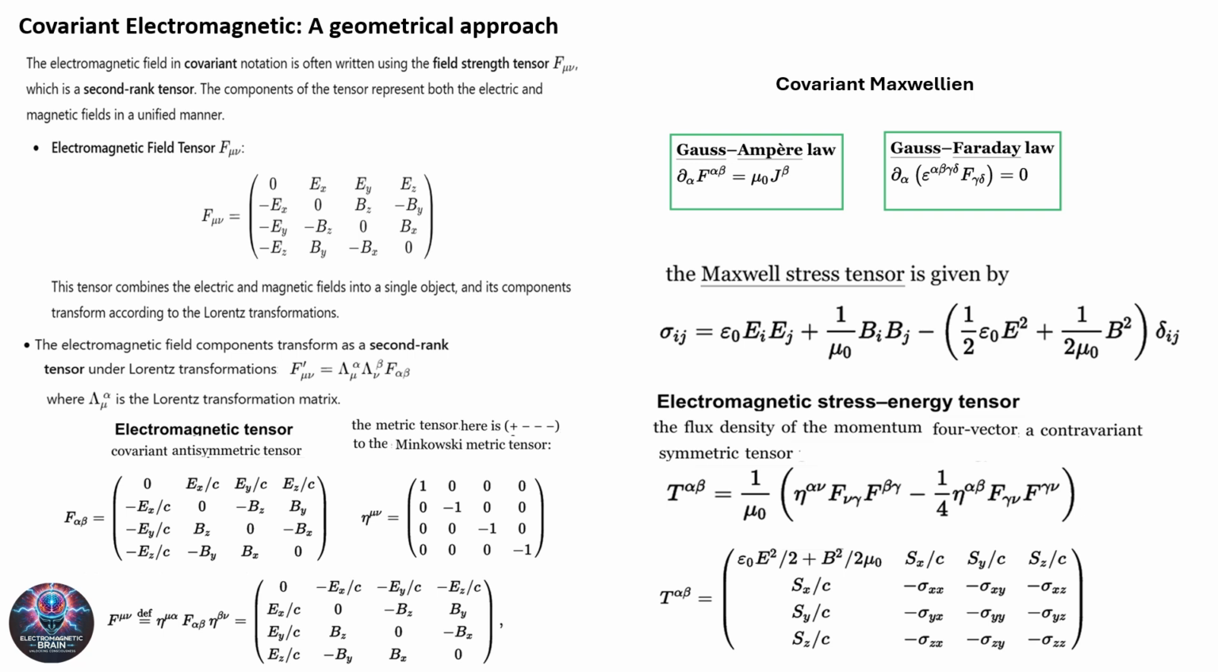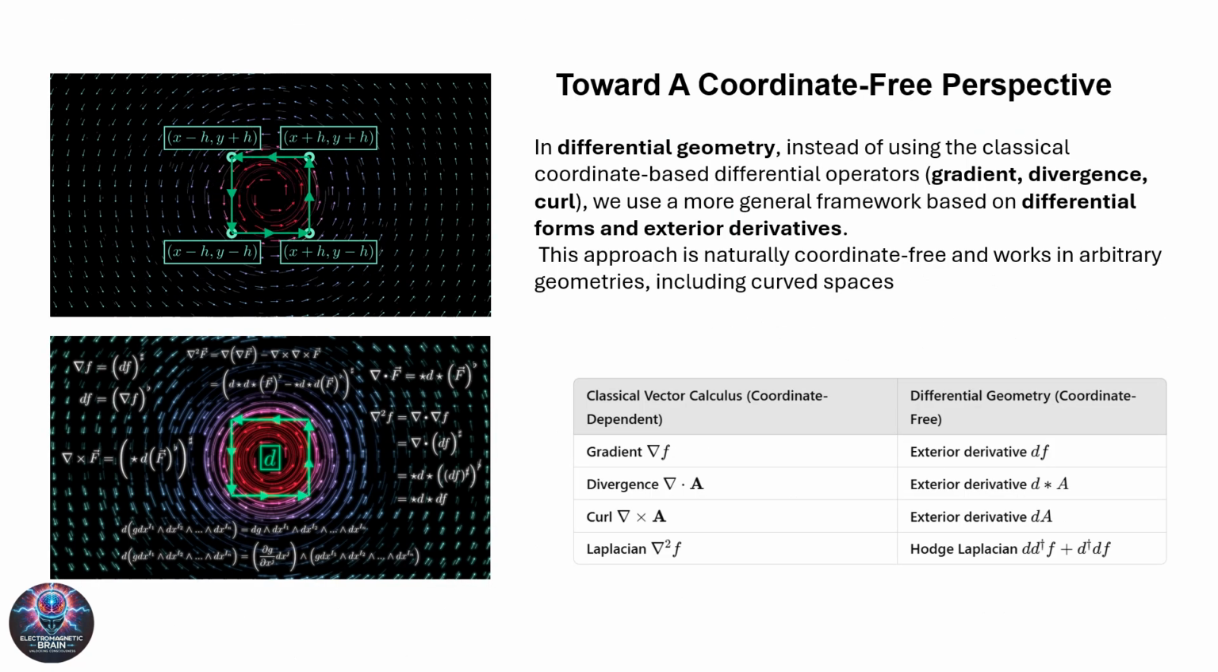By adopting this formalism, we achieve a more general and robust understanding of electromagnetic phenomena across a wide range of physical environments. In this slide, we introduce a coordinate-free approach to differential geometry, which extends classical vector calculus to a more generalized framework. Traditional differential operators such as gradient, divergence, and curl depend on a specific coordinate system, making them less adaptable to arbitrary geometries, curved spaces, and higher dimensions.